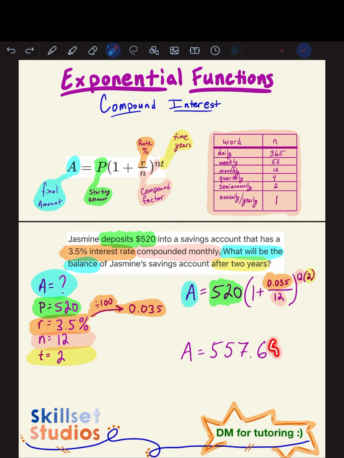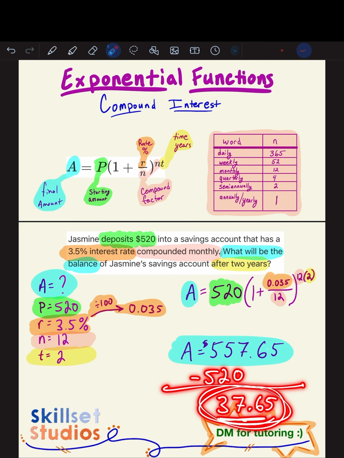When I put this in the calculator, I get $557.647, and that 7 means we should round the 4 up to a 5. And so after 2 years, now the account has $557.65 in it. And if we take away the starting amount, that means Jasmine gained $37.65 in interest.